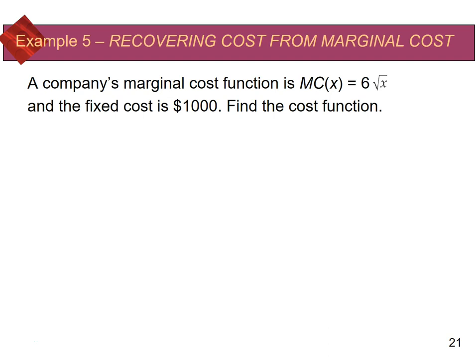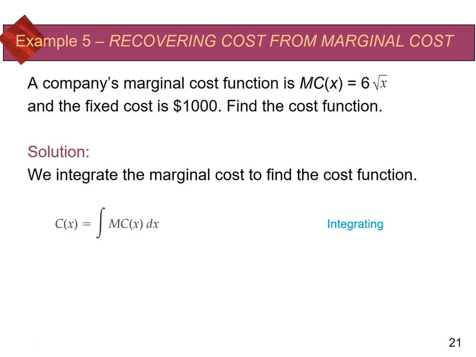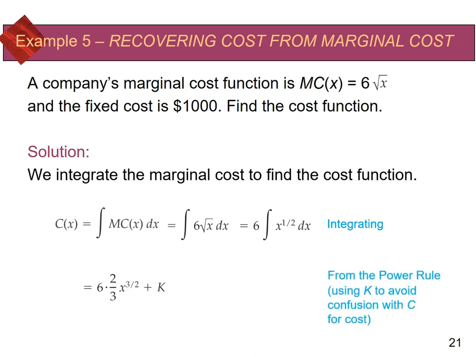So as we go through and do this, I know that the cost function is essentially the integral of the marginal cost. So I'm going to integrate 6 times the square root of x dx. Of course I'm going to factor out the 6, and think of the square root of x as x to the 1/2 power. Now when I take that antiderivative, I end up with x to the 3/2 over 3/2. Dividing by 3/2 is the same thing as multiplying by 2/3. So this all becomes 6 times 2/3 x to the 3/2 power.